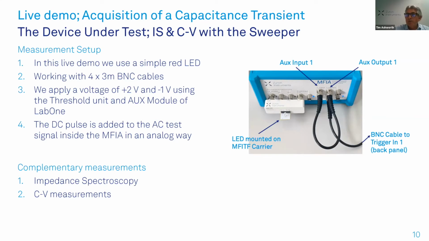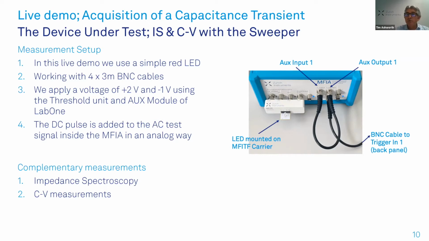And I think this is a much fairer test, because I know none of you are working without cables. So I think it's important to demonstrate this with cables. I will apply a voltage of +2 to -1 volt using the threshold unit and the auxiliary module of LabOne. And I'll demonstrate how we can do that. And then the BNC cable here, the loop back, this is to add the DC pulse to the AC test signal. And this is where you would put your third-party generator if you needed. You would simply add it at auxiliary input 1.